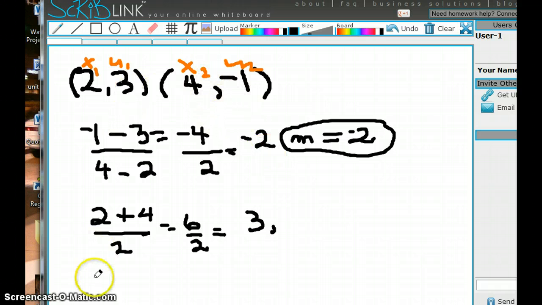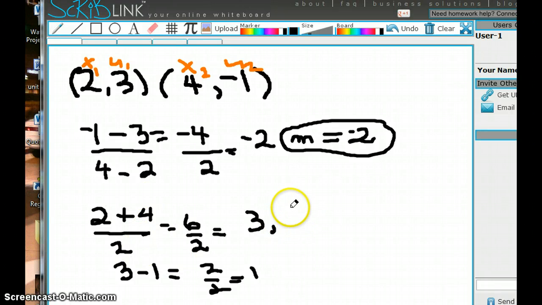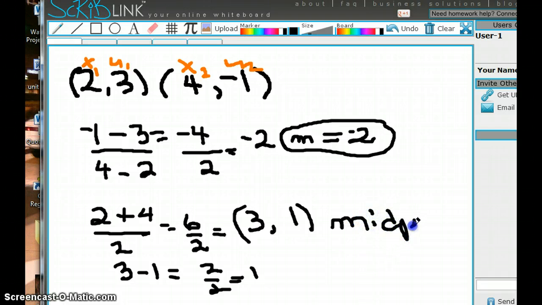Now we're going to add our y's and divide by 2. So we have the y's, 3 minus 1 will give you 2. 2 divided by 2 will give you 1. So the middle, or the midpoint, would be 3, 1. That is our midpoint.